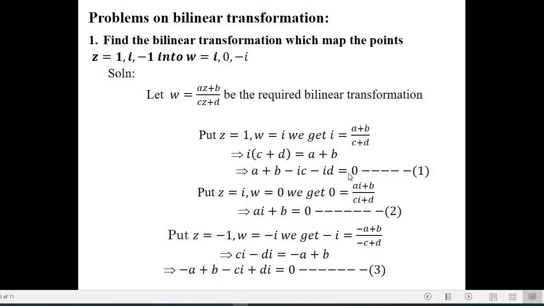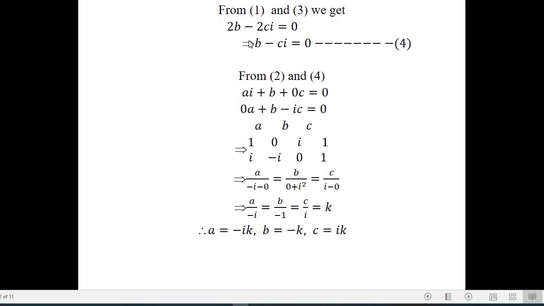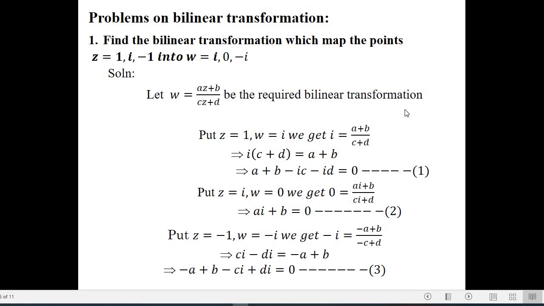So we get 3 equations containing the terms a, b, c and d. We solve these equations to get the values of a, b, c and d. First we consider equations 1 and 3. If you observe equations 1 and 3, we add these two equations. Then plus a and minus a get cancelled. Similarly, minus d and plus d get cancelled.